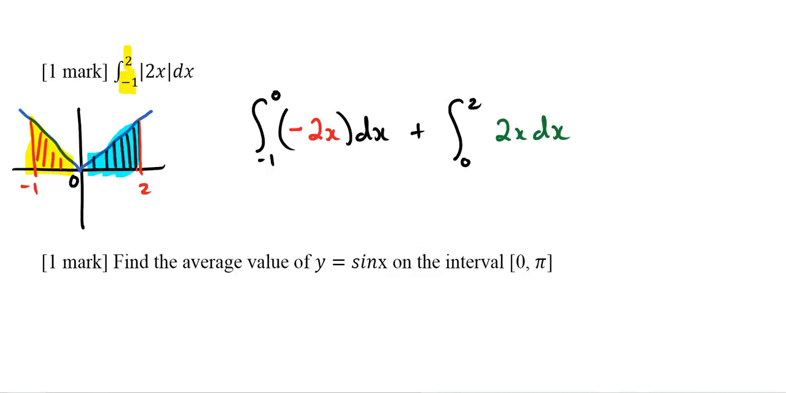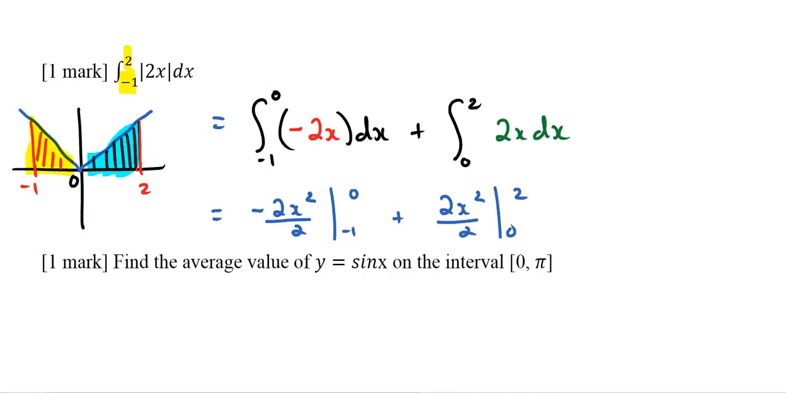Now before you go to your calculator and get the final answers here, you should take the antiderivative here. So this will be -2x squared divided by 2, going from -1 to 0, plus 2x squared divided by 2 from 0 to 2. And after that, you can tell me the final answer here. If you go to your calculator, I think the final answer here should be 5, so you can verify that using your calculator. Okay, great.